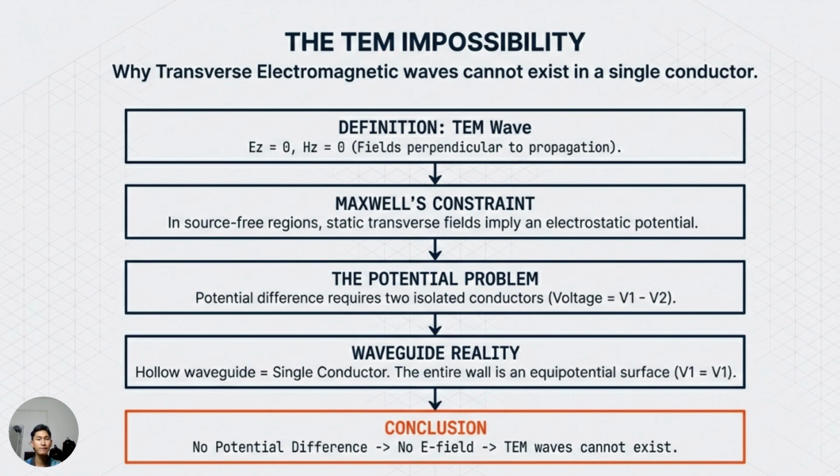TEM waves require both electric and magnetic fields to be entirely transverse to the direction of propagation, meaning that there are no longitudinal field components. From Maxwell's equations, this requires a voltage difference between two conductors. However, a hollow waveguide has only one conductor, and the entire wall is at the same potential. Because there is no potential difference, no transverse electric field can be sustained, and therefore TEM waves cannot propagate in a hollow waveguide.